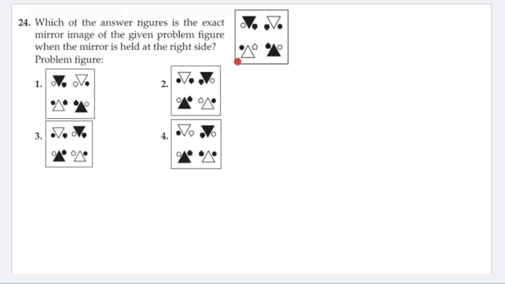If you see the second figure, first it should come the pentagon, then this circle which is not colored. Here it is correct, and here it is not. So the answer will be the second one. So second one is the right answer.